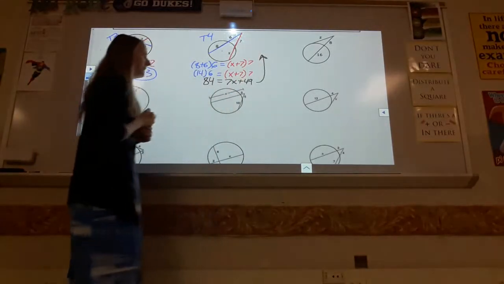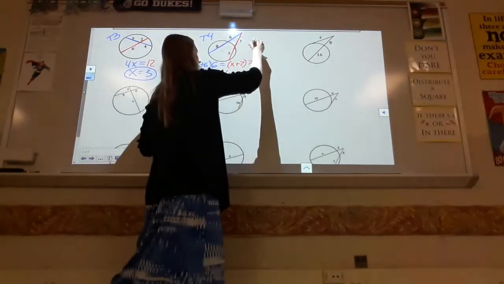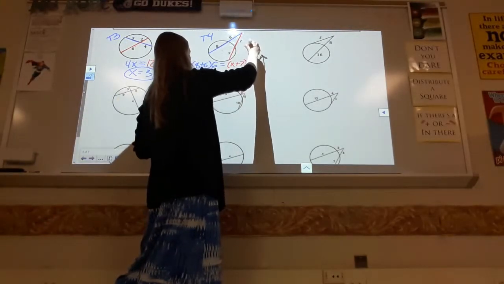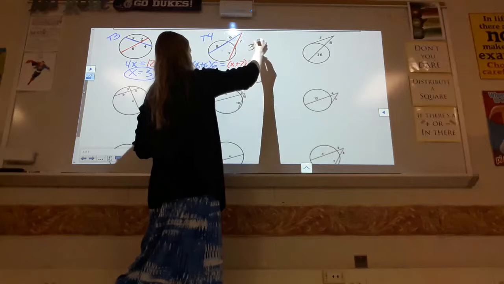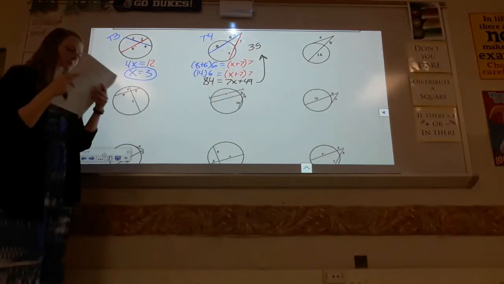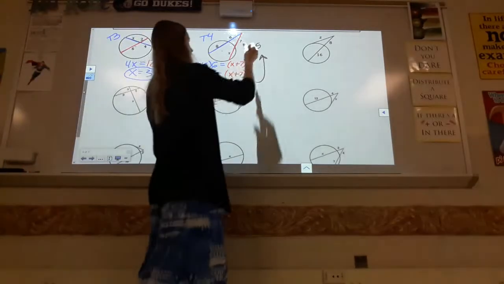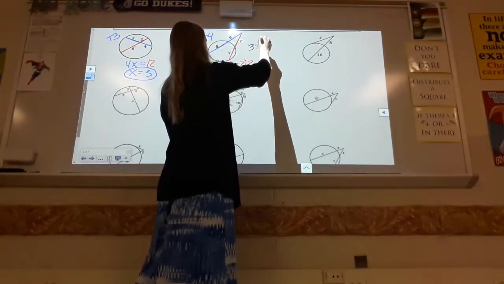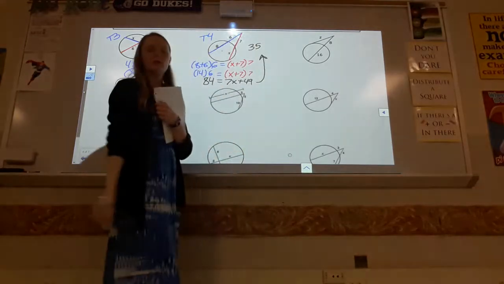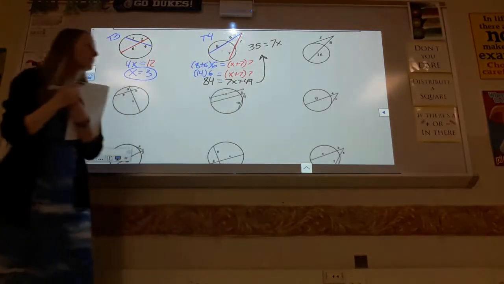Sorry, I kind of ran out of room. So what does that give you then? 35. So I don't show all the steps in my work. Is it 37? 84 minus 49 is 35. Yeah, that's what I thought. Pretty sure it's 35. Okay?